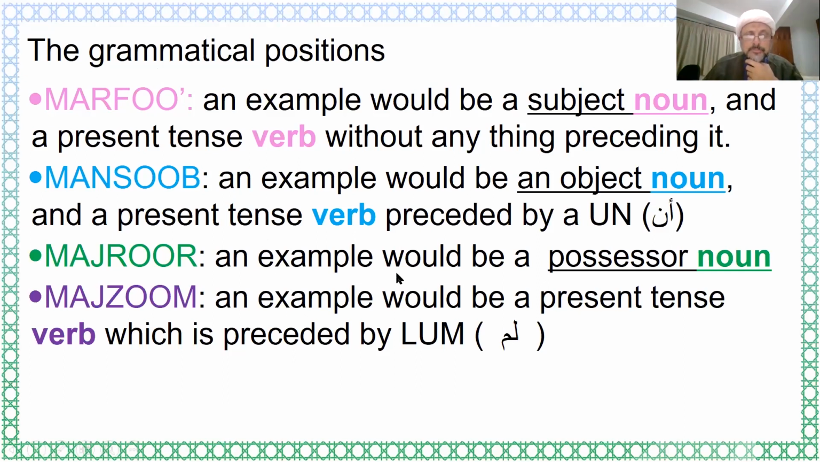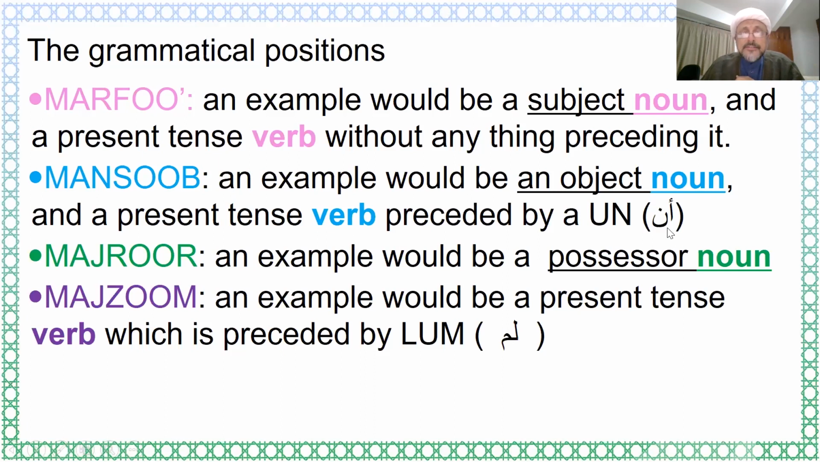So majroor, there is no verb. That's why I did not keep verb here. However, present tense could be marfu' when it is a present tense like yaktub, he is writing. When there is nothing before it, it will be yaktubu, U sound. When I ask, is it marfu', mansub or majzoom, you say it's marfu'. With what? With the dhamma. Why? Because there is nothing preceding it.